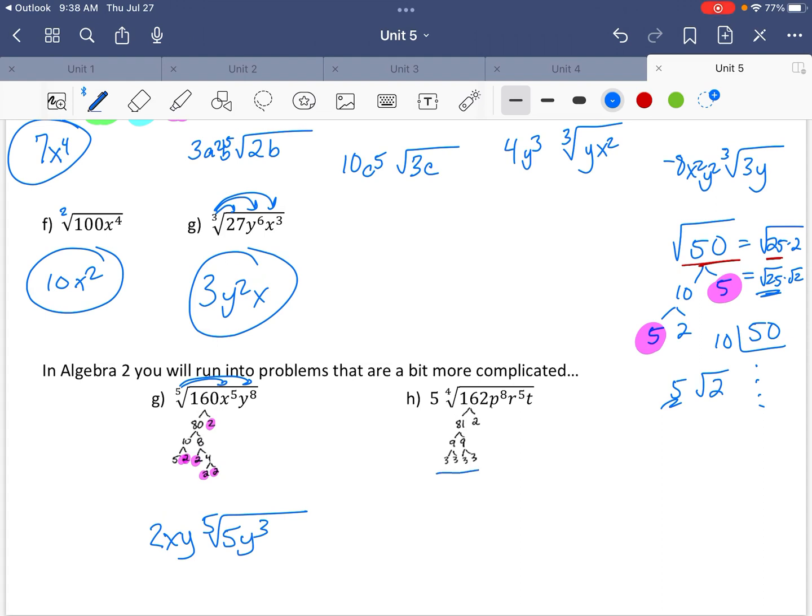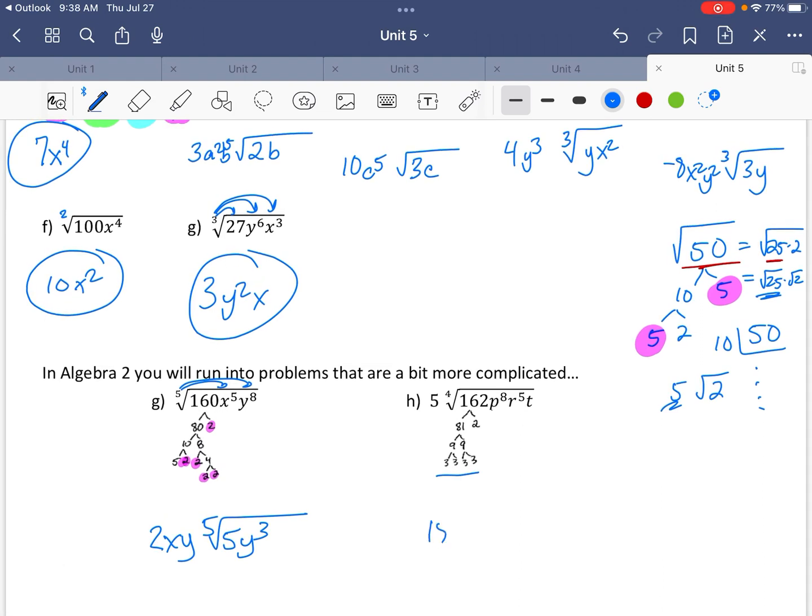Over here, 162, broke it down. I'm looking for a 4th root, so I have these 4 3s, good. So 3 comes out, 3 times a 5 there is 15. Leave some space for the letters, put my 4th root back, and that 2 is just sitting there, right there. All right, 4 goes into 8 twice, no remaining. 4 goes into 5 once with 1 left. And 4 does not go into t1 at all, so that t just sits there. And that's it.